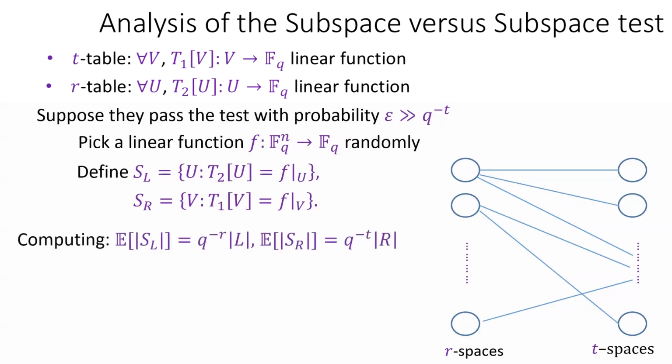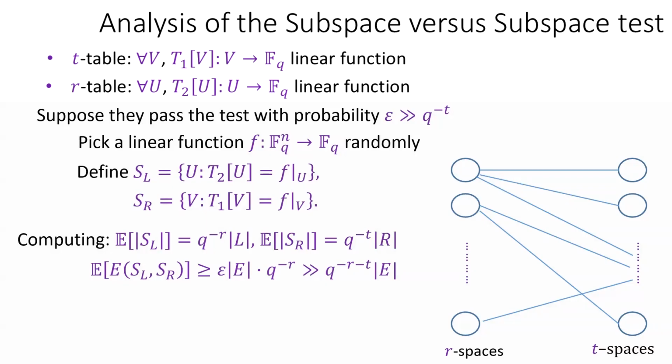And once you define things randomly, you can calculate expectations. So you can calculate the expected size of the sets. It's very easy. It's exactly what's written on the board. And you can actually calculate, or at least lower bound, the expected number of edges between SL and SR. So for each edge where the test passes, of which there are epsilon E many edges, the edge lies inside with probability Q to the minus R, because once the R space agrees with little f, that T space automatically agrees with the little f. So we can do this lower bound.